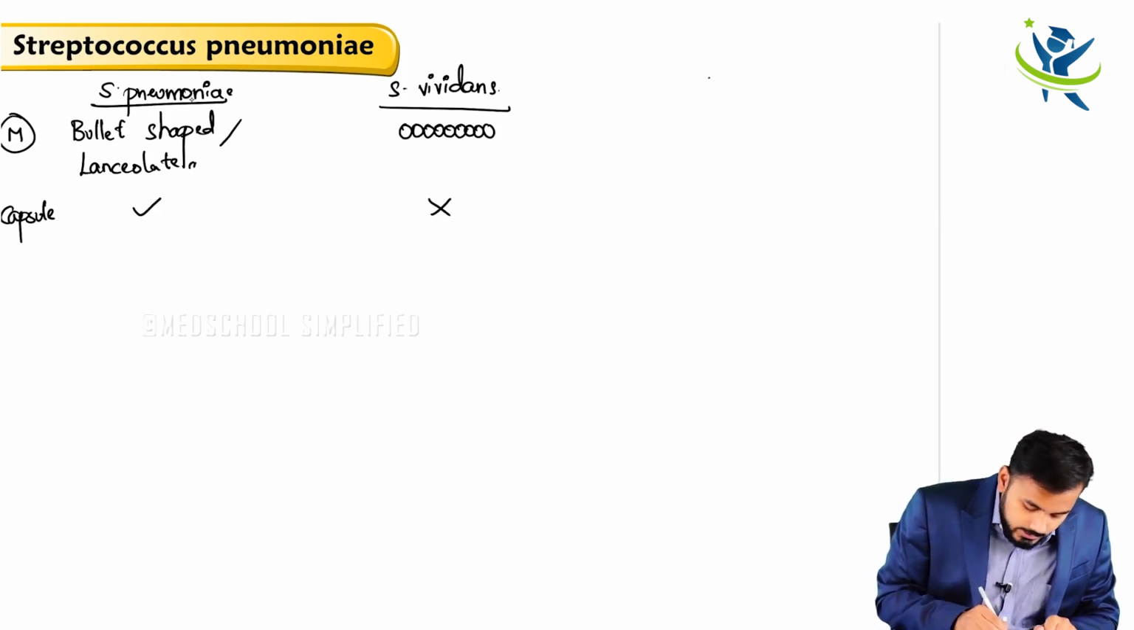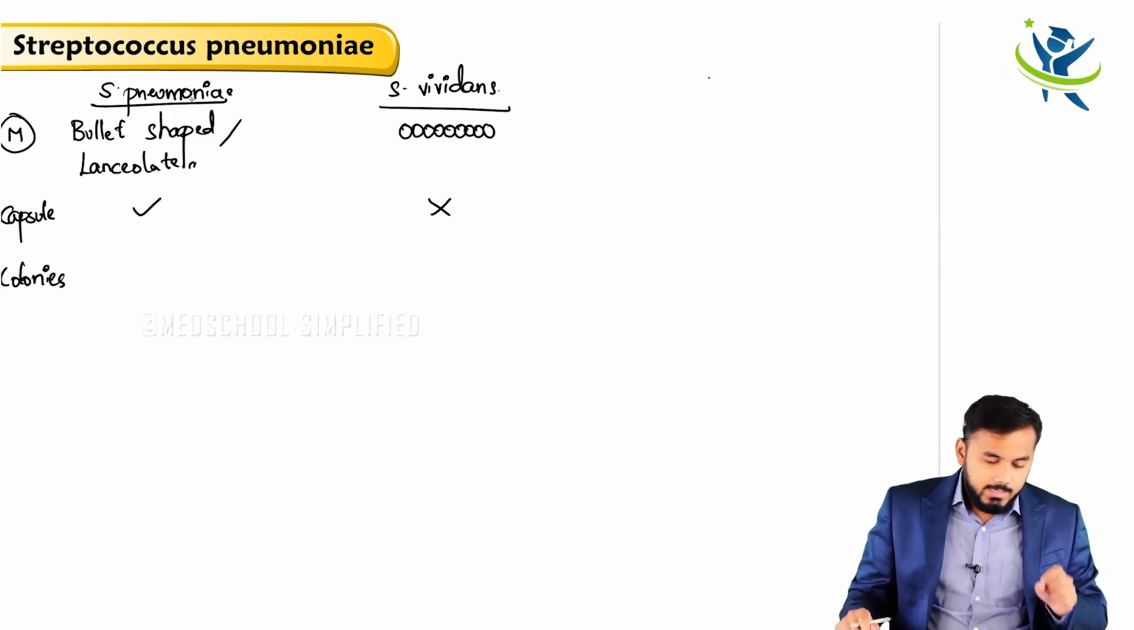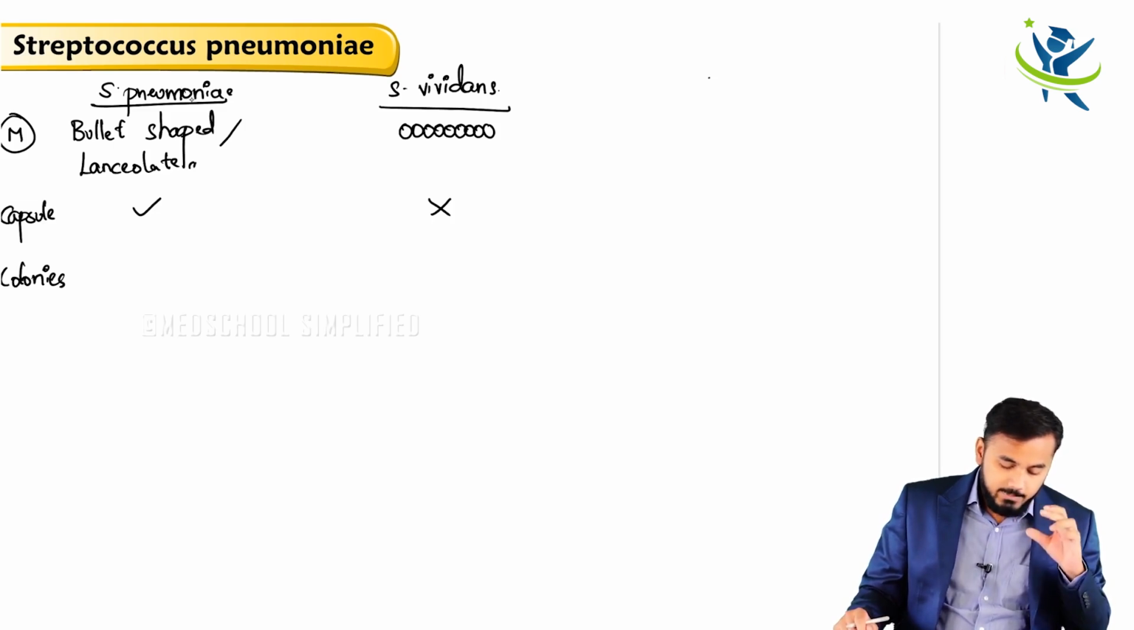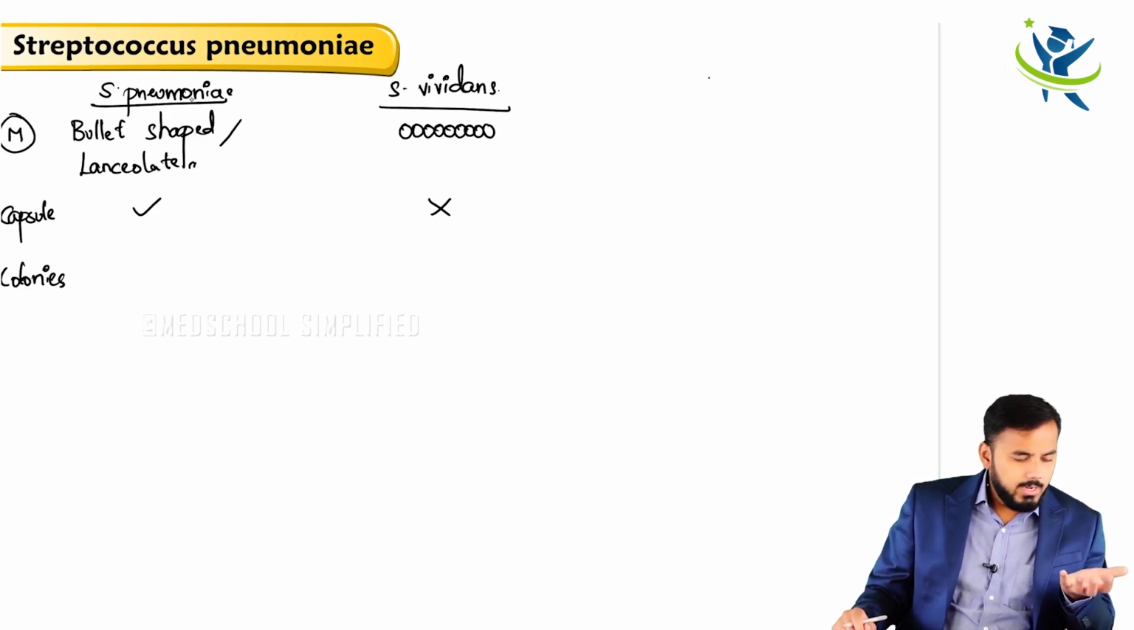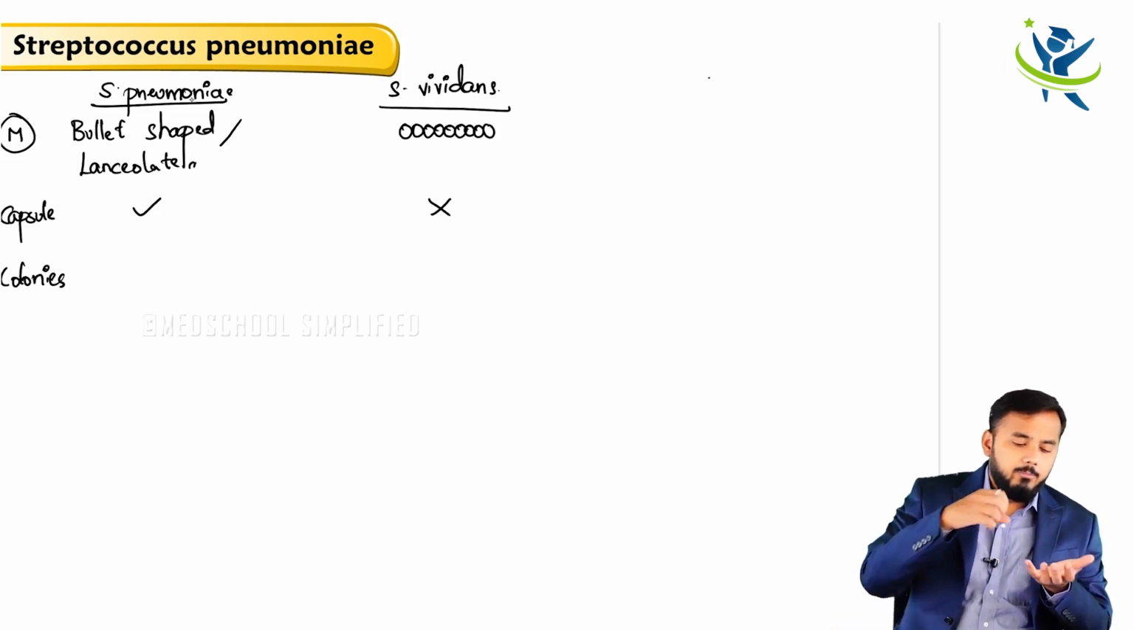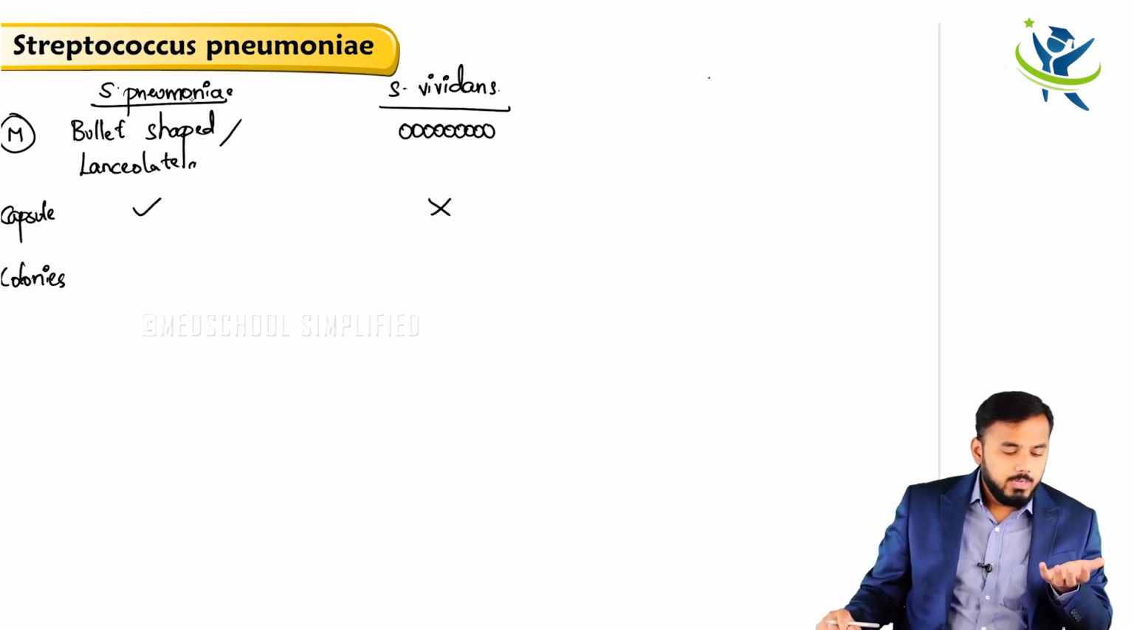And coming to colonies, another important thing here is, I'll explain it to you, but just for the notes I'm writing it down. Streptococcus pneumoniae, when you look at the colonies, for example, I have taken a blood agar plate and I have put Streptococcus pneumoniae onto it.